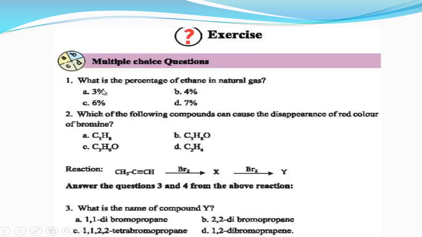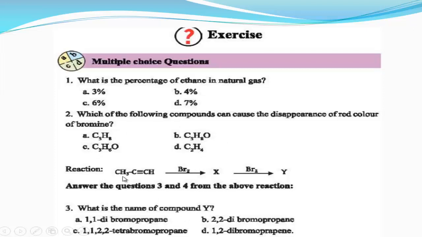Follow the MCQ questions. What is the percentage of ethane in natural gas? The percentage of ethane in natural gas is 6%. Which of the following compounds can cause the disappearance of red color of bromine? You know that red color of bromine decolorizes in presence of unsaturated compound, that is alkene or alkyne. So here we can see this is an alkane compound and this is an alkene compound. So the answer will be D.